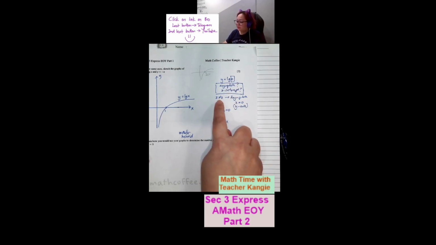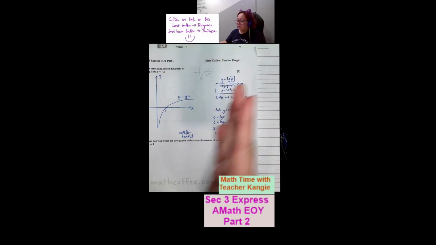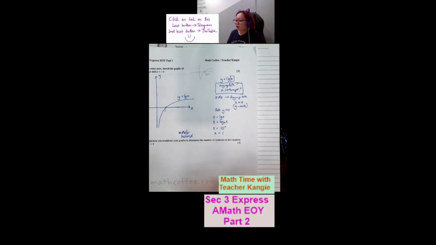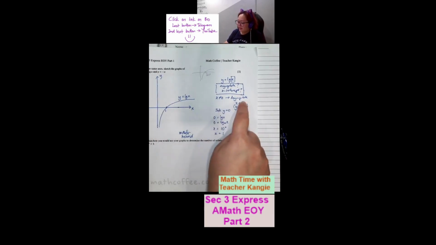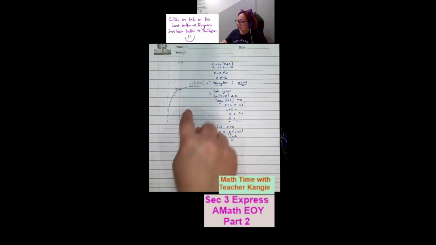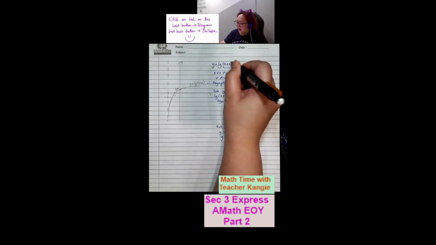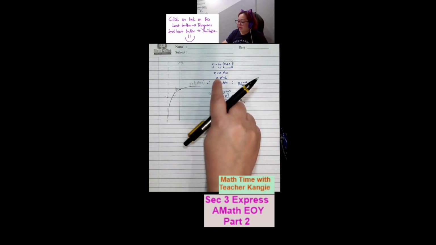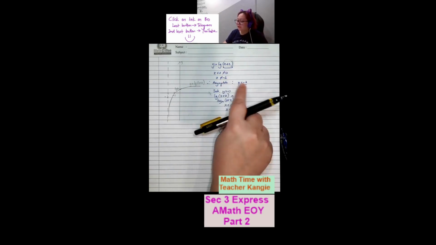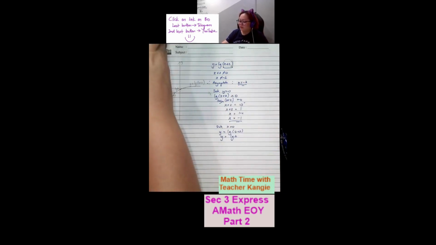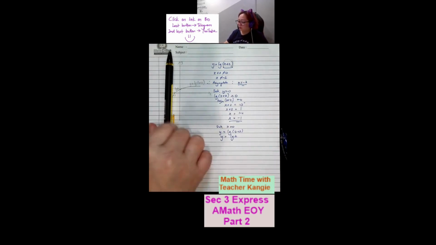So x cannot be 0, so my asymptote is x equals 0. Because x cannot be 0, the line x equals 0 is your asymptote. You cannot cross over that line. So in this case, the y-axis is the asymptote. Then over here, this part cannot be 0, right? So my x cannot be -2. So the vertical line x equals -2 becomes your asymptote, and that's why you see I draw a vertical line at x equals -2.